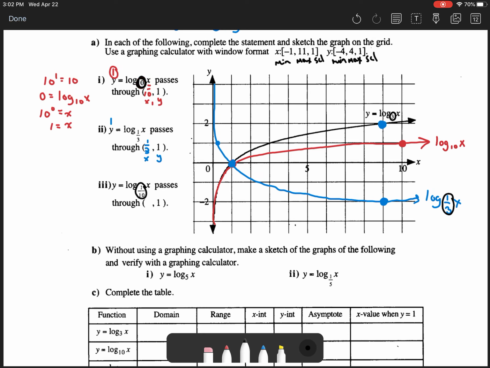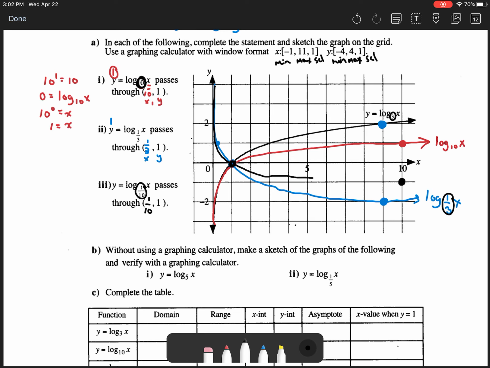So next, the last one here is going to be log base 1 over 10 of x. Well, based on what I just told you, this and this one in number 1 should be reflections of each other in the x-axis. So I know that log base 10 of x went through 10 comma 1. So this graph will go through 10 comma negative 1. It'll also have an x-intercept at 1, like all of these graphs do.